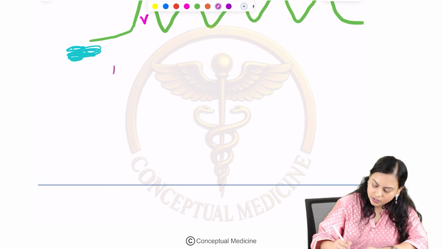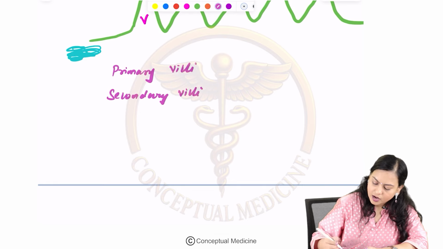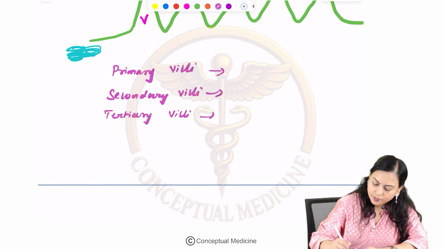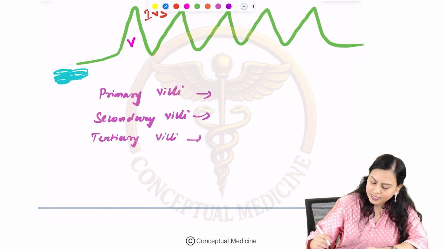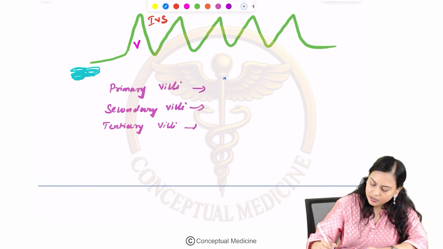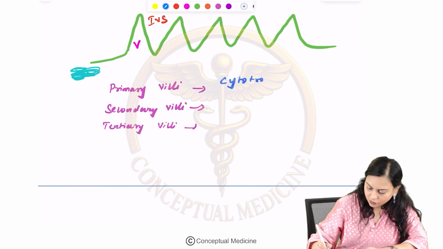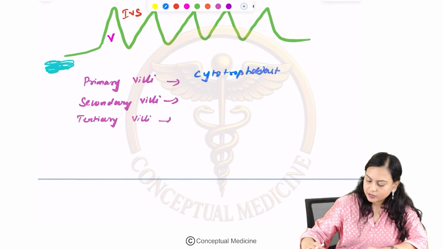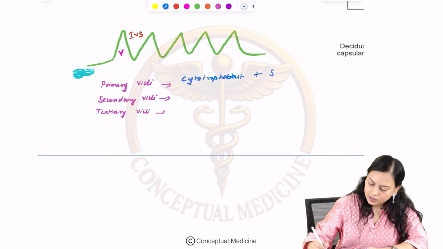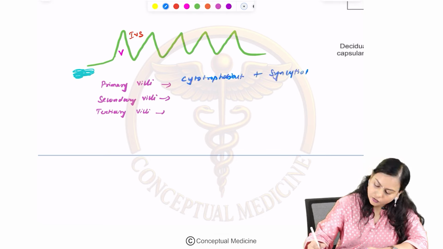The first stage is the primary villi, then it will become the secondary villi, and then it will become the tertiary villi. So what is primary villi? This is basically the cytotrophoblast surrounded by the syncytial trophoblast.